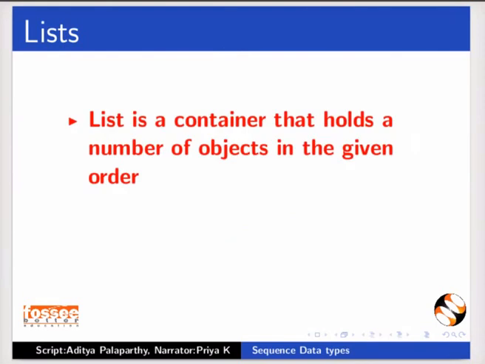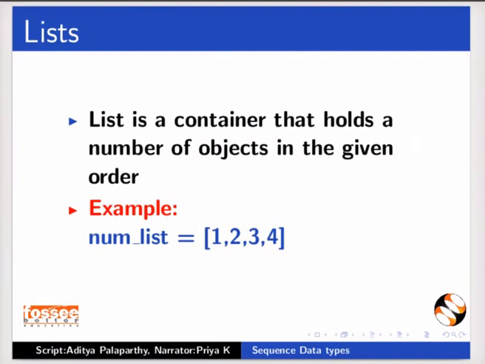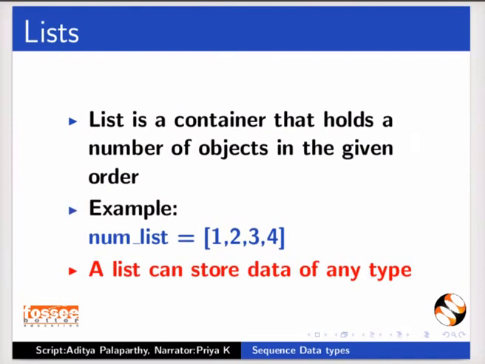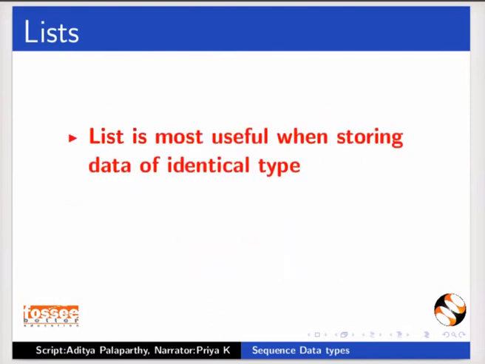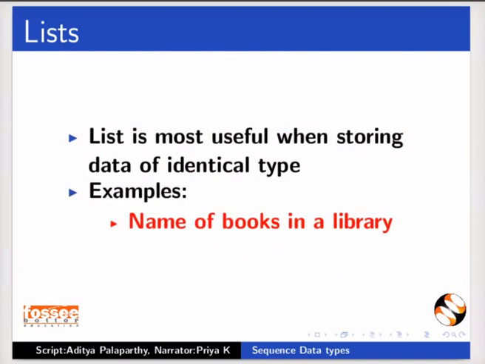First, let us understand what is list. List is a container that holds a number of objects in the given order. For example, num_list is equal to inside square brackets 1, 2, 3, 4. A list can store data of any type. List is most useful when storing data of identical type. Examples: name of books in a library and passengers on a flight.